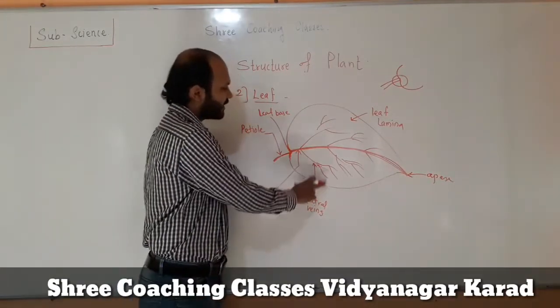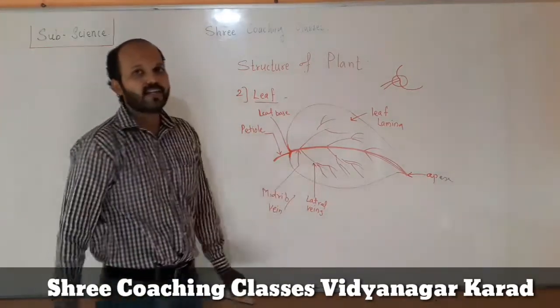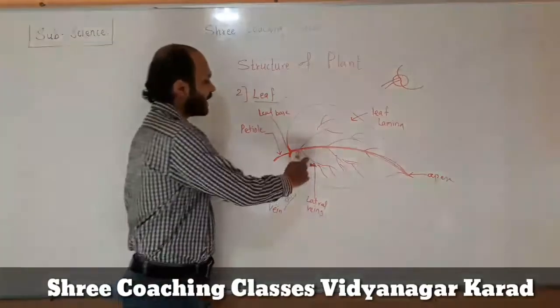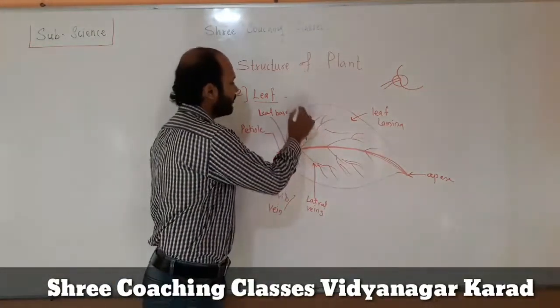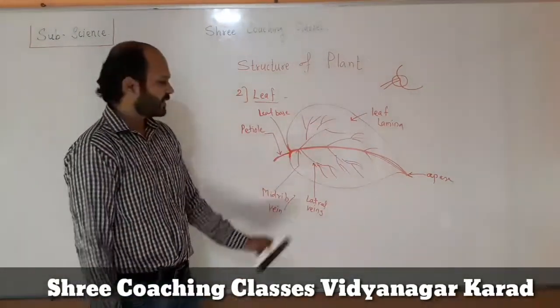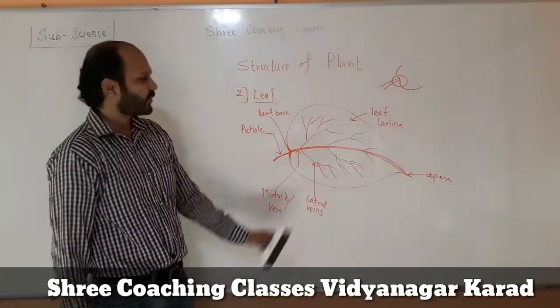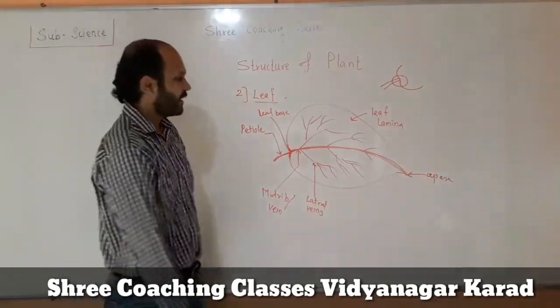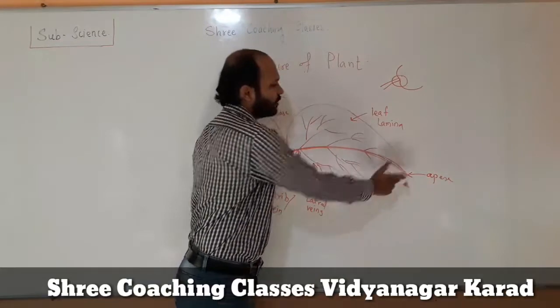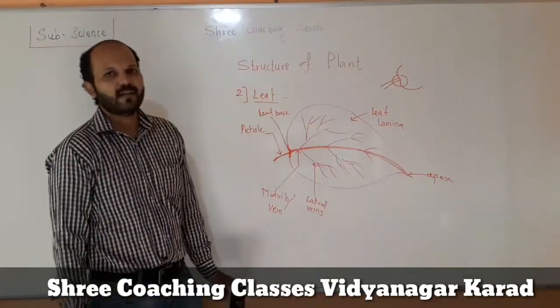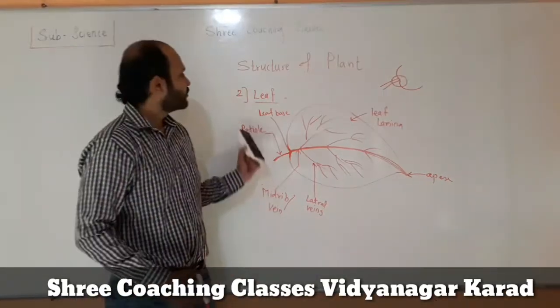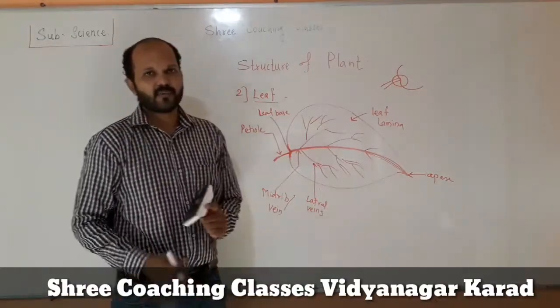There are lateral veins present on the leaf lamina. These are the lateral veins or subveins present on the leaf lamina. And the point of the leaf is known as the leaf apex. So this is the structure of a leaf.